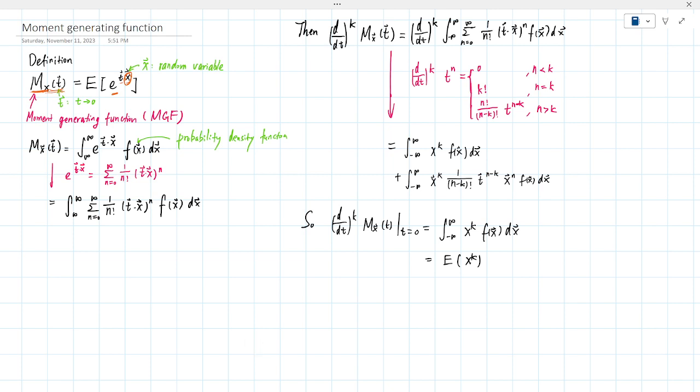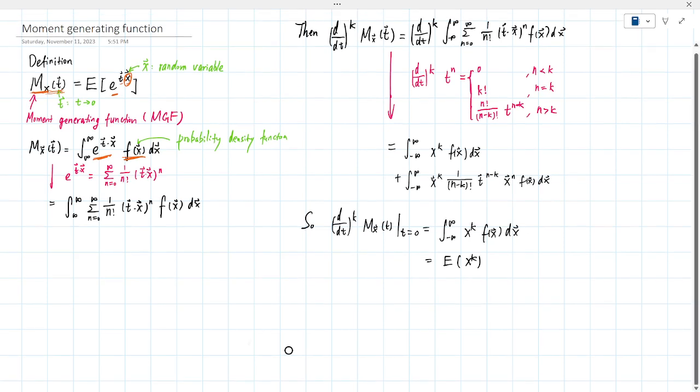You will calculate the moment generating function by integrating e^(tx) with f(x), where f(x) is the probability density function.